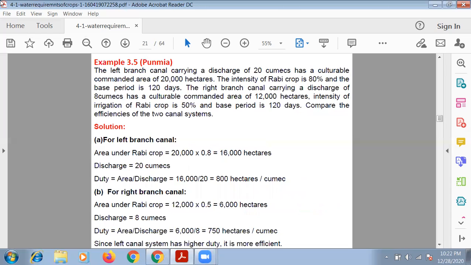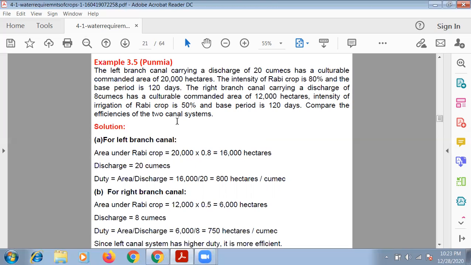Okay, next. The left branch canal, carrying a discharge of 20 cumex, has a culturable command area of 20,000 hectares. The intensity of the Rabi crop is 80% and the base period is 120 days. The right branch canal, carrying a discharge of 8 cumex, has a culturable command area of 12,000 hectares. The intensity of irrigation of Rabi crop is 50% and the base period is 120 days. Compare the efficiencies of the two canal systems.